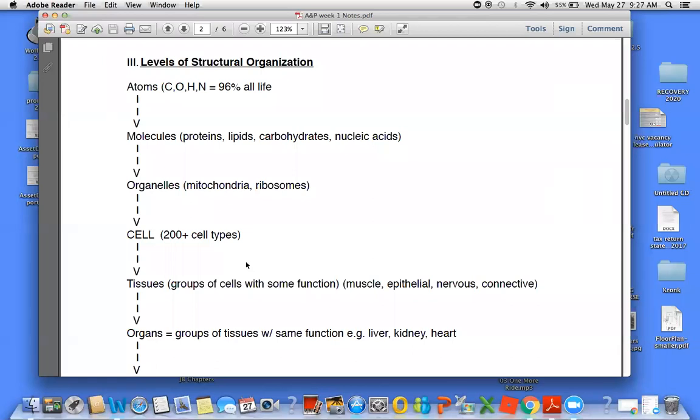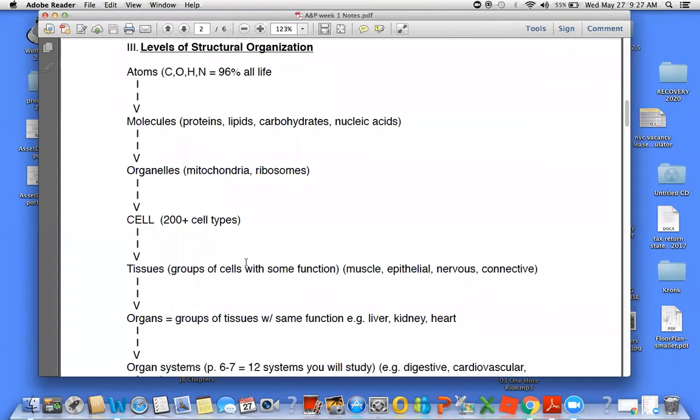But the levels of structural organization are as follows. We're all made up of atoms. We know that there's 92 naturally occurring atoms in our body, and 96% of all life is made up of carbon, oxygen, hydrogen, and nitrogen. Those atoms organize to form molecules. In fact, there are 4 macromolecules in our body: proteins, lipids, carbohydrates, and nucleic acids. All right, those make us up. Lipids are fats. We're going to talk more about these 4 molecules in the next class. Carbs are instant energy. Lipids are fats. Proteins give us structure. Nucleic acids are our genetic material.